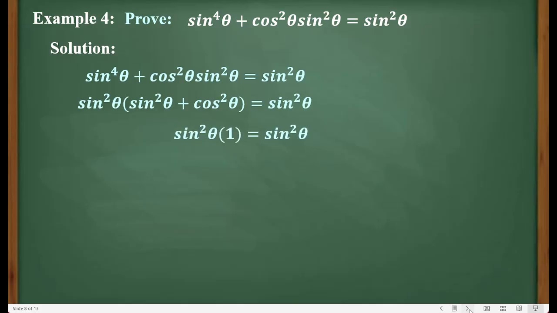Now you will notice that the expression inside the parenthesis is now being replaced by 1 because this is an identity, a Pythagorean identity equal to 1. And we know that 1 times a certain quantity will result to the quantity itself. Therefore, at this point, the left side is now identical to the right side. And again, this equation is an identity.